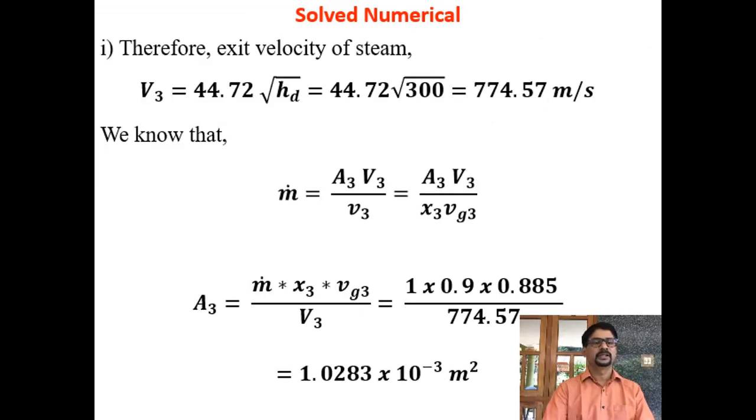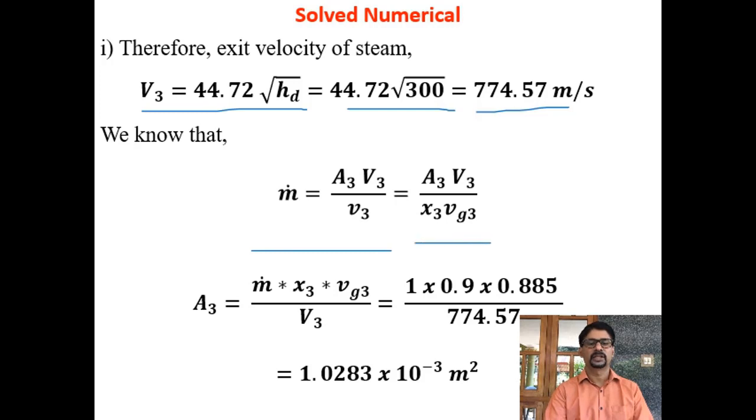So velocity at the exit V3 is equal to 44.72 root of hd. So 44.7 root of 300 is 774.57 meter per second. Once again, using the continuity equation, m dot is equal to A3 V3 by small v3, or A3 V3 by x3 Vg3. As I told you earlier, specific volume at section 3, being in the two-phase region, is x Vg, or x3 Vg3. So once again, assuming unit mass flow rate, A3 is equal to m dot x3 Vg3 by capital V3, which is 1 into 0.9 into 0.885 divided by 774.57, which you just calculated. You'll get the area at the exit as 1.0283 × 10⁻³ meter square.